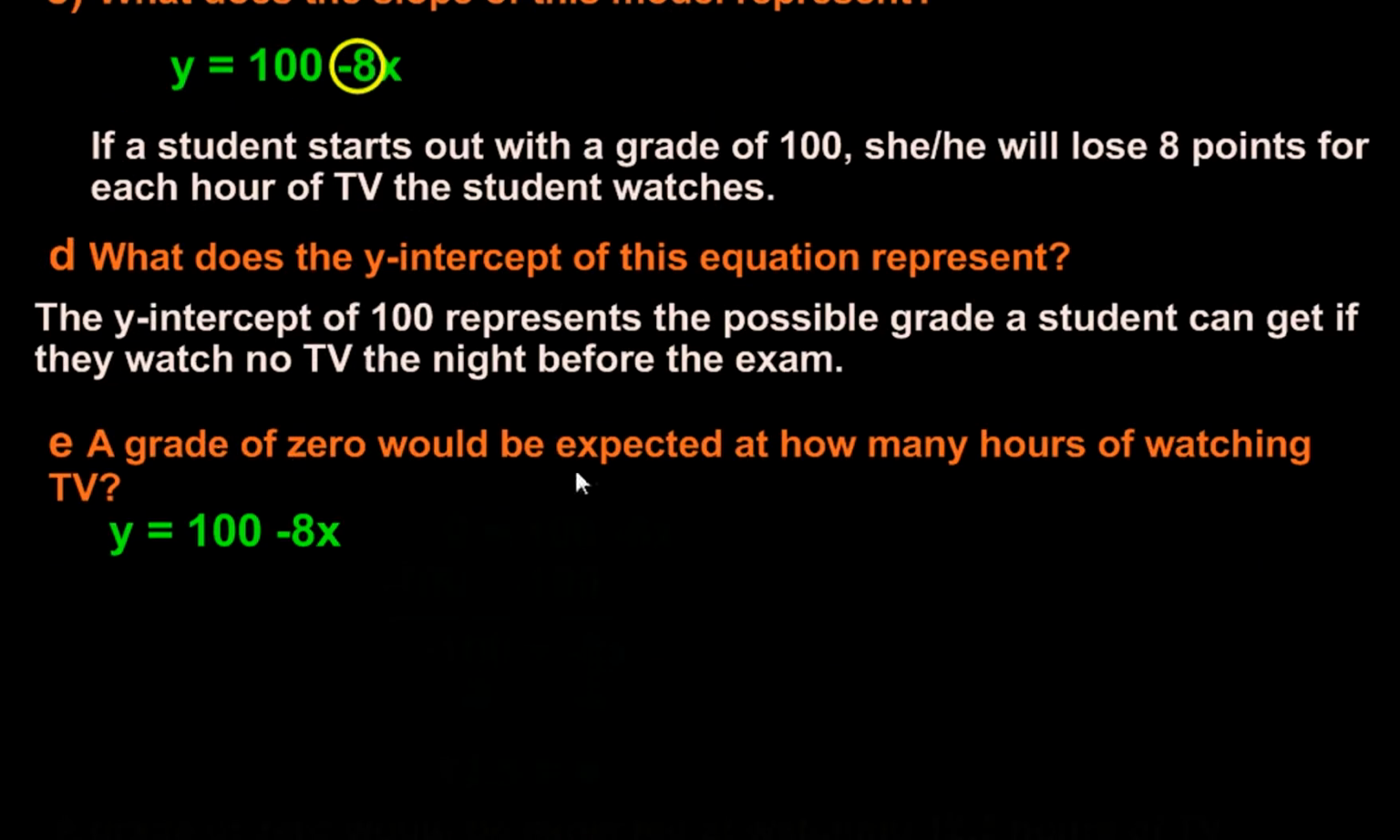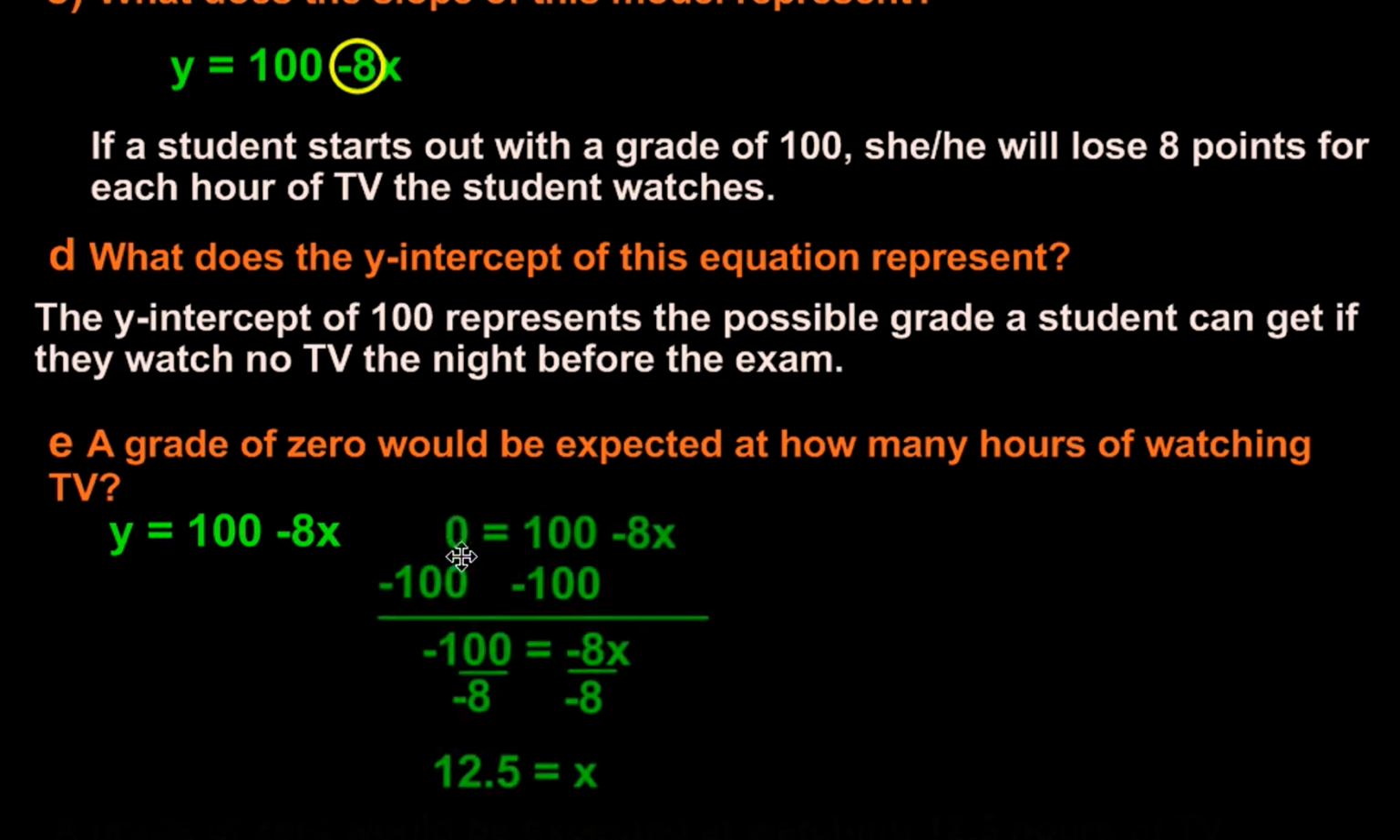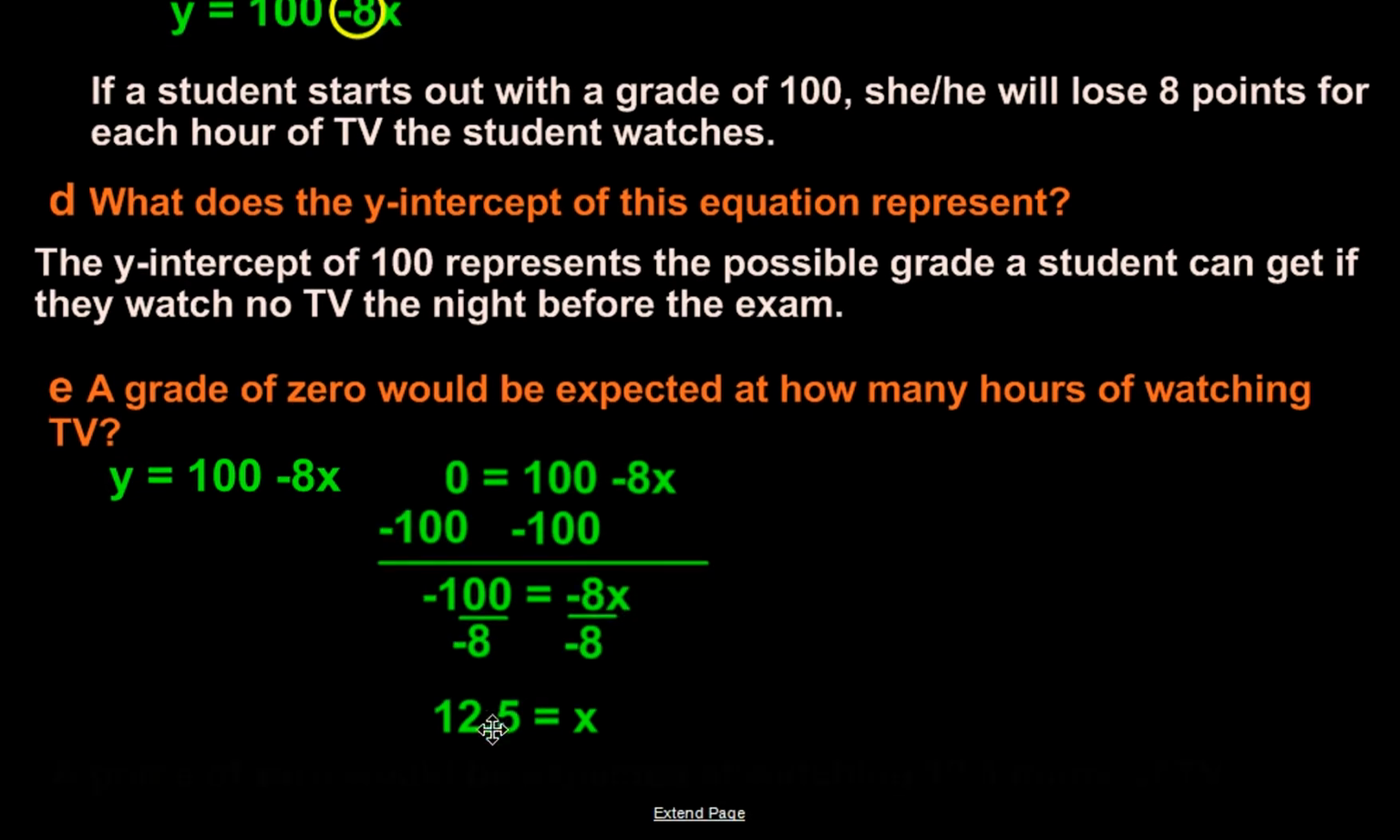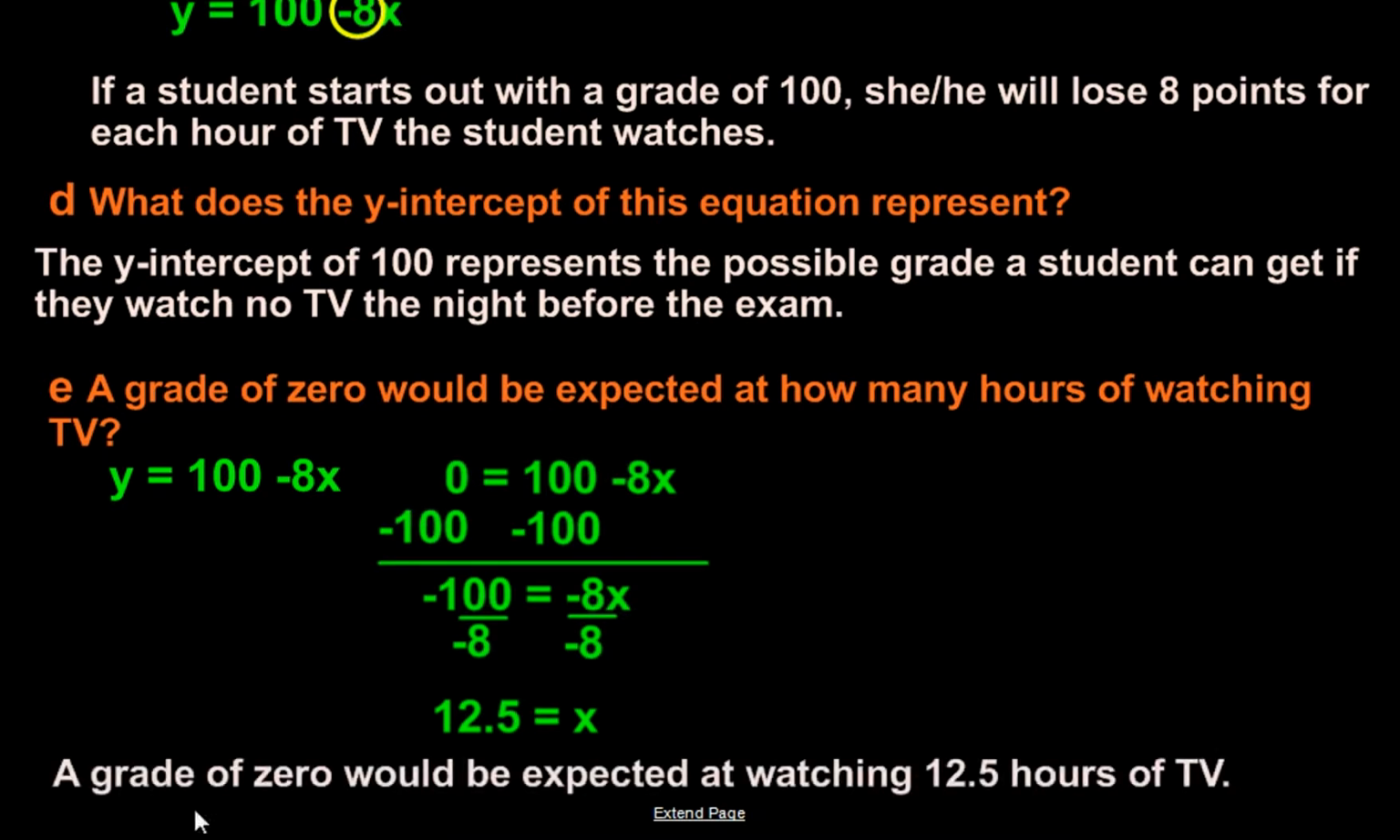A grade of 0 would be expected at how many hours of watching TV? If we take this equation and start with 0 equals 100 minus 8x, then solve the equation, subtract 100 from both sides, divide by negative 8, we wind up with x equals 12.5. So a grade of 0 would be expected at 12.5 hours of TV.